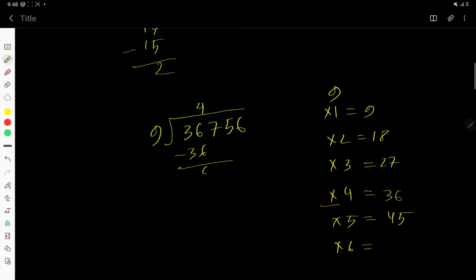If you subtract, then you are getting 0. So bring down this digit 7. 9 goes into 7 how many times? 7 is less than 9, so 0 times. You have to write 0 over the 7. So bring down the second digit, that is 5. 9 goes into 75 how many times? If you take 8 times 9, that gives us 72.